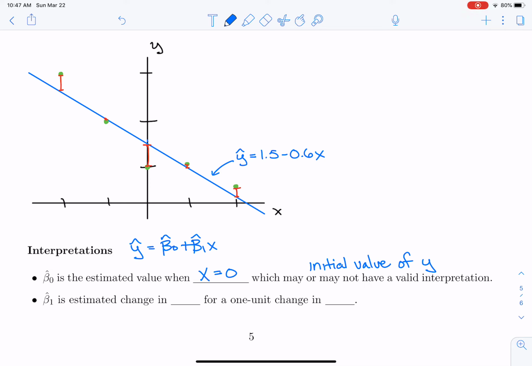Now beta 1 hat is the estimated change in y for a 1 unit change in x. Essentially, that's the definition of the slope.